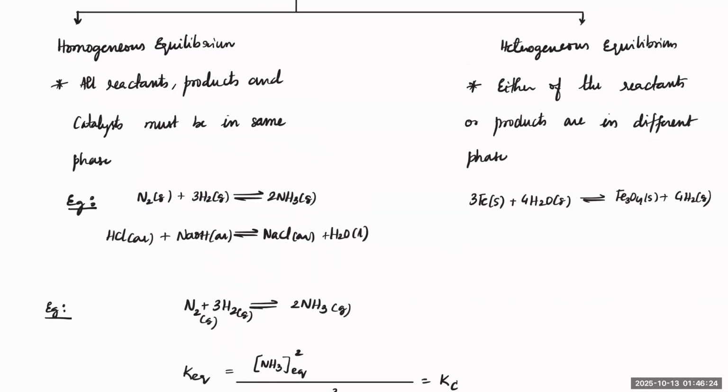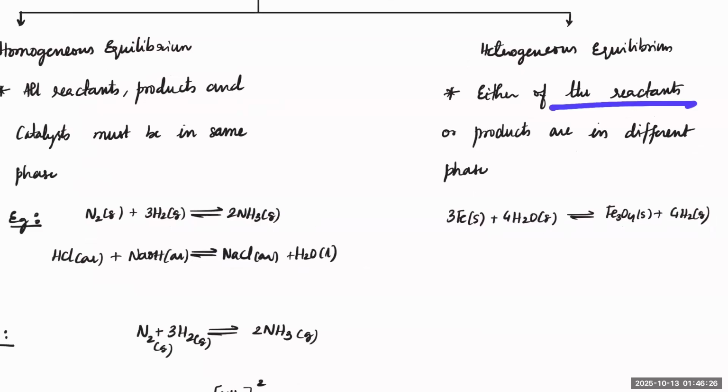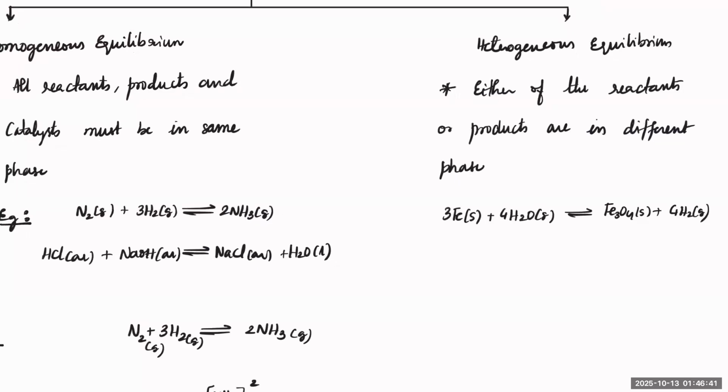Got it? On the other hand, if the reactants and products, or the catalyst also, by the way, are in different phases, then we say it is a heterogeneous equilibrium. For example, 3 moles of iron added to 4 moles of water to convert into Fe3O4 and 4H2. You can see this is solid, gas, solid. So there are multiple states present. That means it is heterogeneous equilibrium.